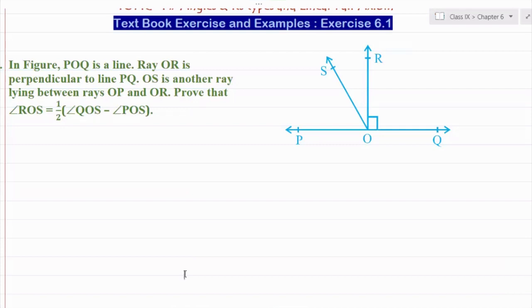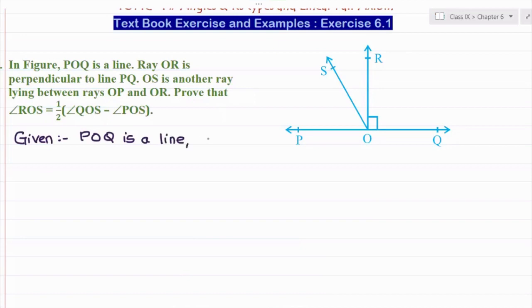Okay, so first of all, we shall write down the given things. Okay, what we have given in the question. So first, the first given is here, POQ is a line.